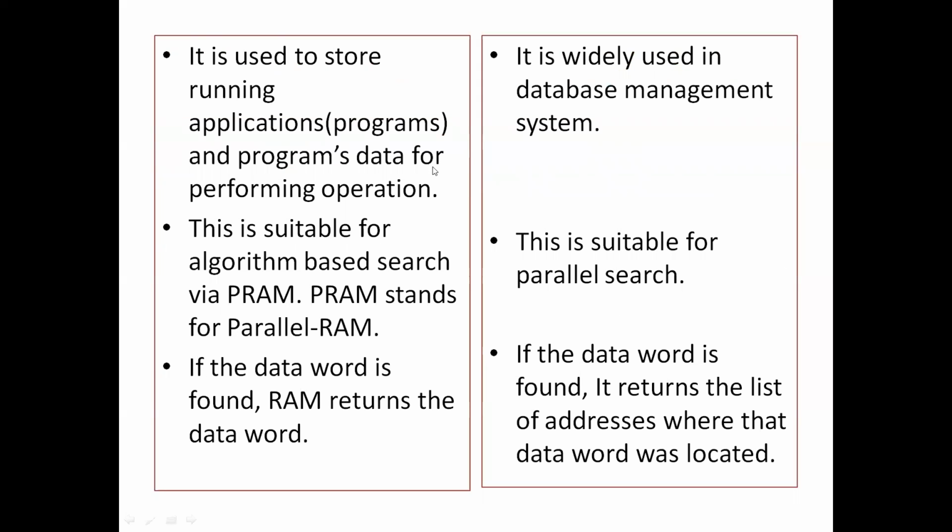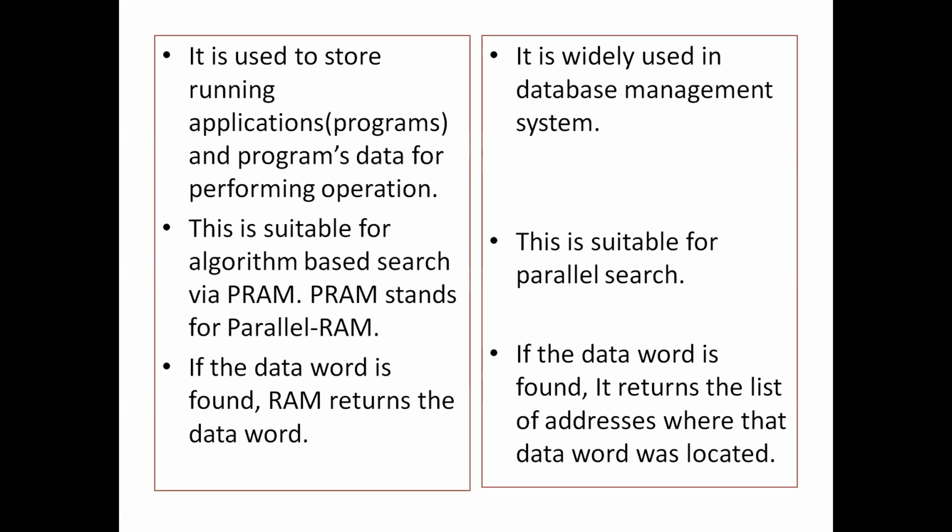Next, RAM is used to store running applications such as programs and program data for performing operations. Whereas CAM is widely used in database management systems. RAM is suitable for algorithm-based research via PRAM. PRAM stands for parallel RAM. Next, CAM is suitable for parallel search. RAM is the counterpart of PRAM, whereas CAM is suitable for parallel search.